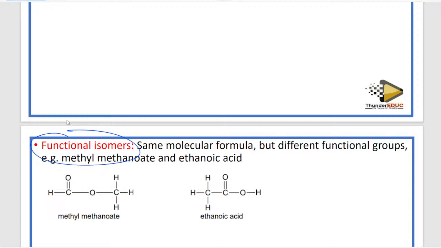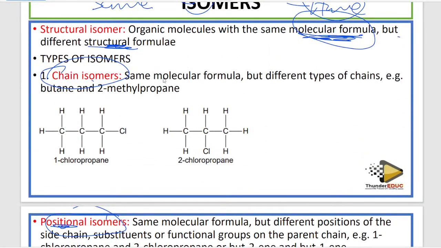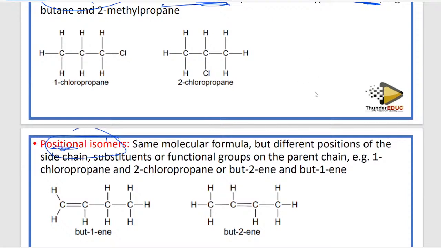How do you treat yourself? You can be respected because of the way you function. So we are the same, but the way you function becomes the functional isomer. When you are defining all this, chain isomer, you will say same molecular formula but different chains. Chain isomer. When you talk about position isomer, same molecular formula but different positions of the side chains.